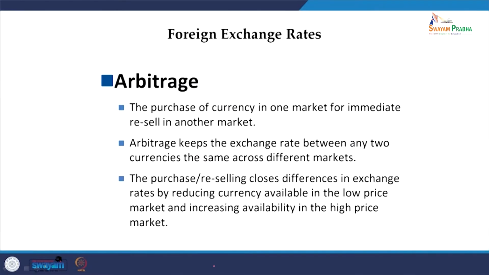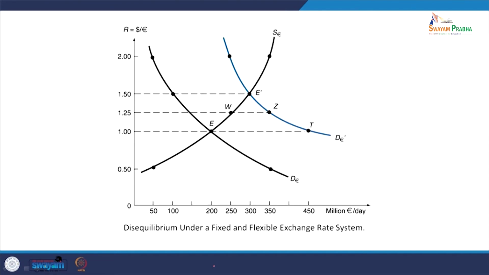The purchase and reselling closes differences in exchange rates by reducing the currency available in the low price market and increasing availability in the high price market. Simply, this is a demand and supply framework. So, wherever the price is higher, it is expected to have more availability of the foreign exchange.